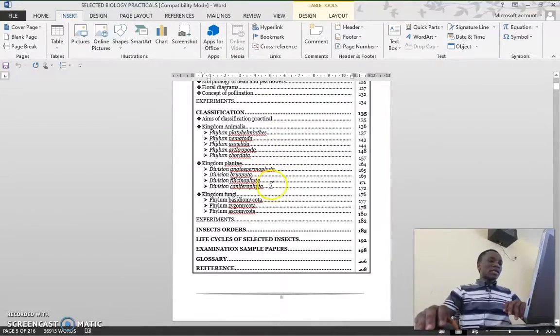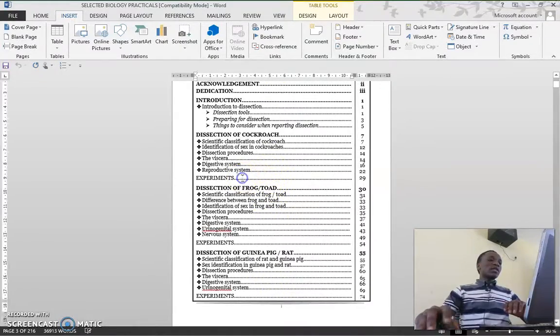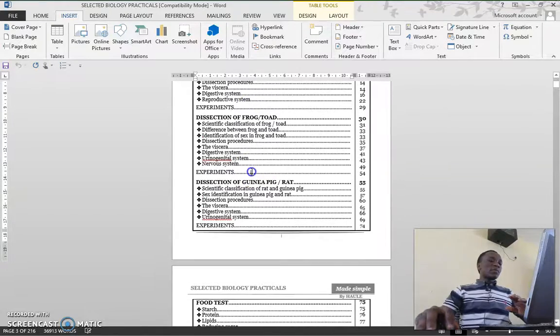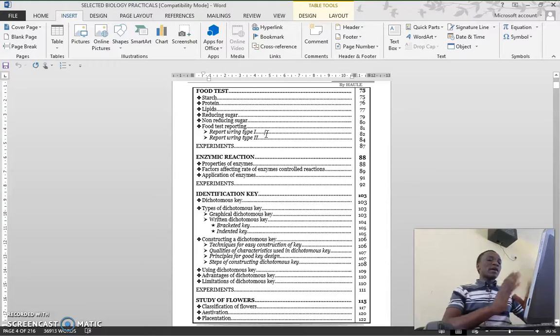Everything has been indicated there, and it has all the detailed descriptions, and also has experiments. You'll find that every practical has experiments at the end, so you can practice your understanding through those experiments included there. And it also has reporting. You will find all the principles on reporting provided. I will show you the important things to consider when you are reporting, especially things like dissection, and also things to consider when reporting things like food test. So everything has been presented in this book.